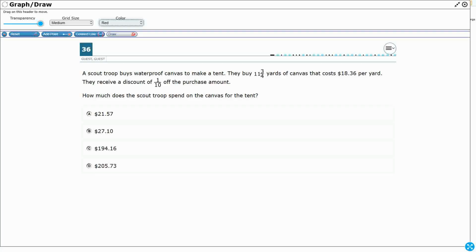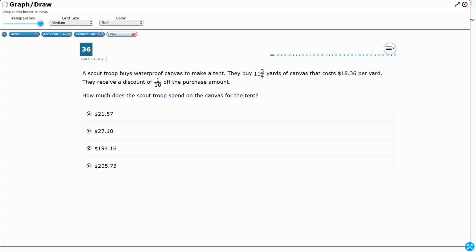So we've got a scout troop that wants to buy a waterproof canvas. They're going to buy 11 3/4 yards. It costs $18.36 per yard, and then you get a discount. All right. So how much are we spending on this canvas?